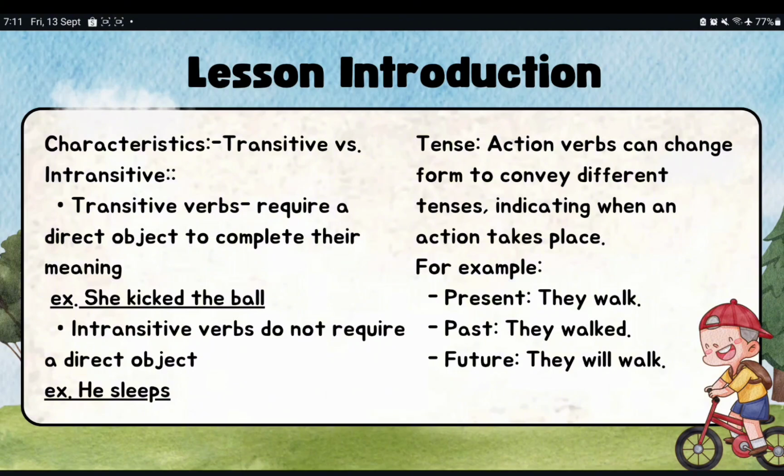For tense, action verbs can change form to convey different tenses, indicating when an action takes place. For example, in present time, they walk. Past, they walked. In future tense, they will walk. So they are going to use will. They will walk.